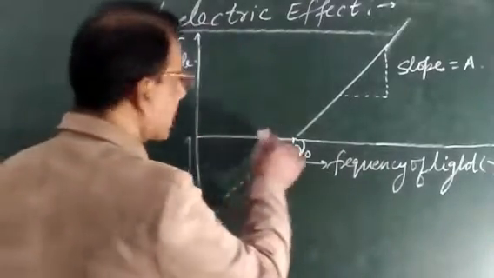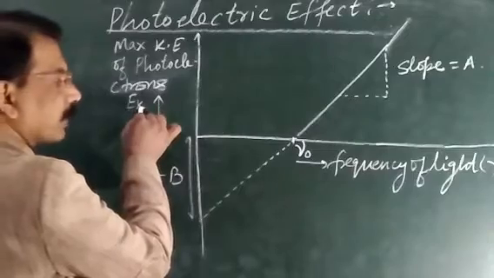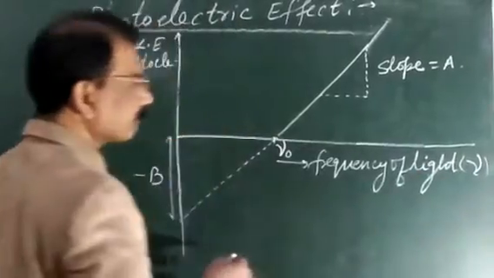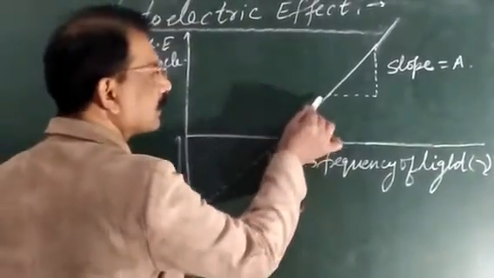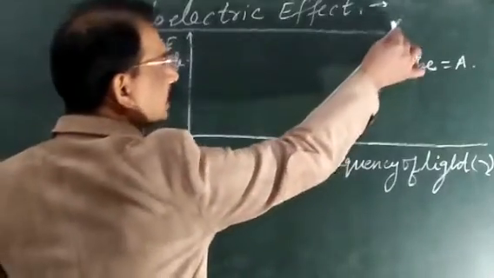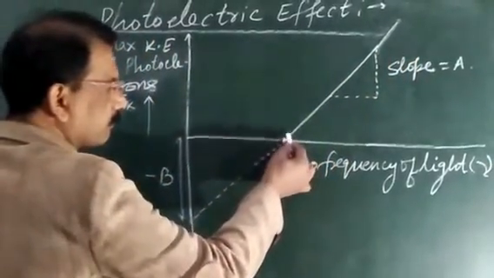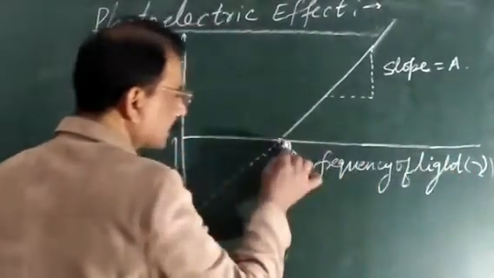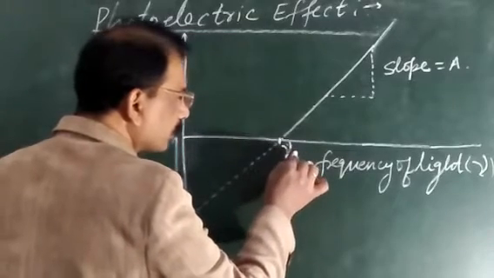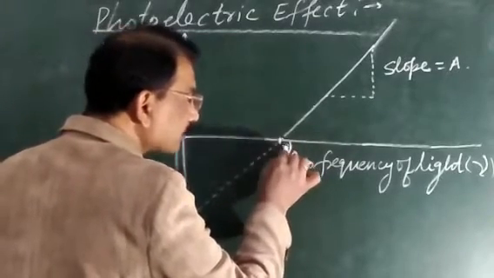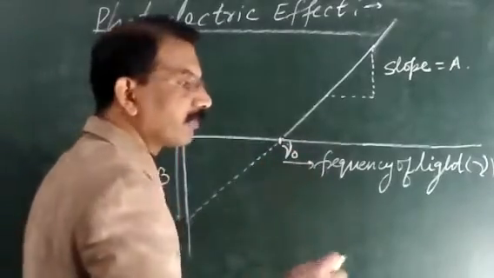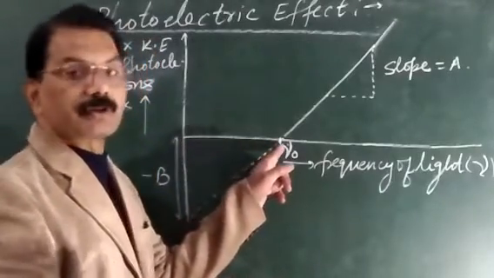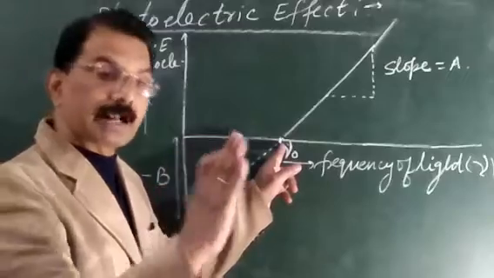So when you draw a graph between the maximum kinetic energy of the photoelectrons, denoted by Ek, and the frequency of incident light, denoted by nu, this graph increases linearly. And when you extend this straight line, you will observe it cuts the frequency axis at the point nu 0. Nu 0 is called the lowest frequency required for that metal for the emission of the electron, and that lowest frequency is called the threshold frequency for that metal.